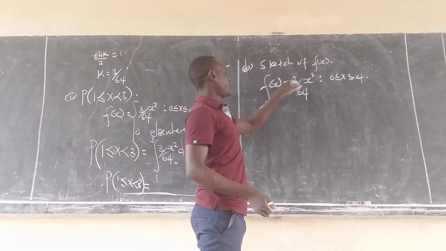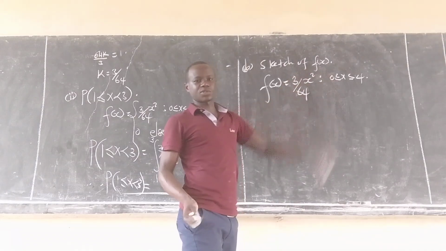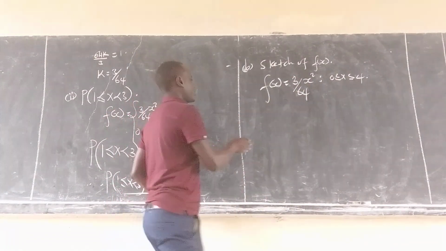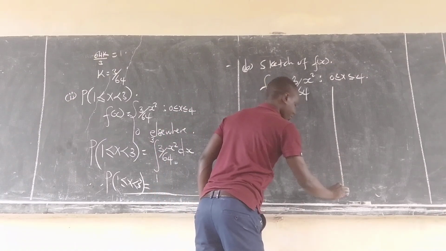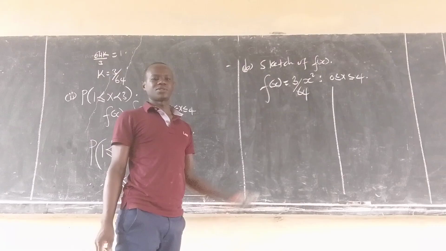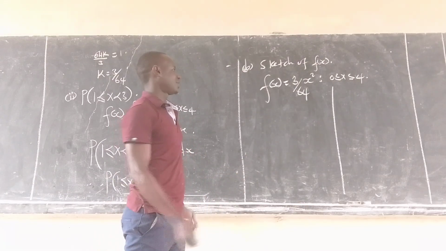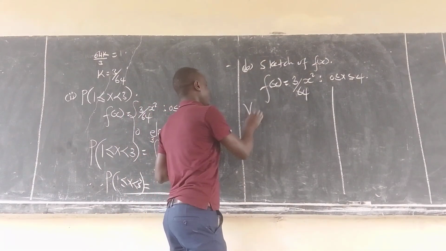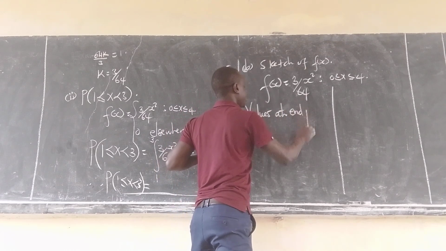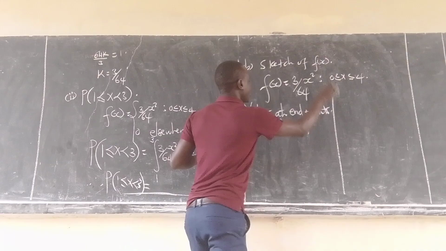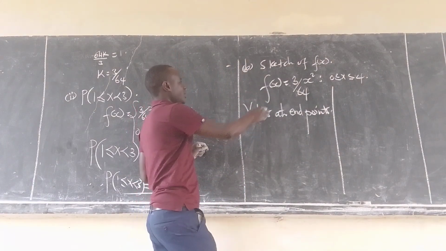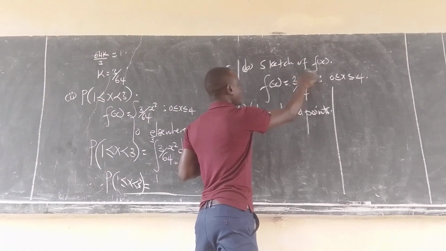Now our function f of x, which is 3 over 6 x squared, is a non-linear PDF. So we are going to find the values at any points, but we shall also find the turning points because the function is non-linear. So straight away we are heading to the values at any points. Now for our values at any points, we say to read off the function. Our function f of x is equal to this.